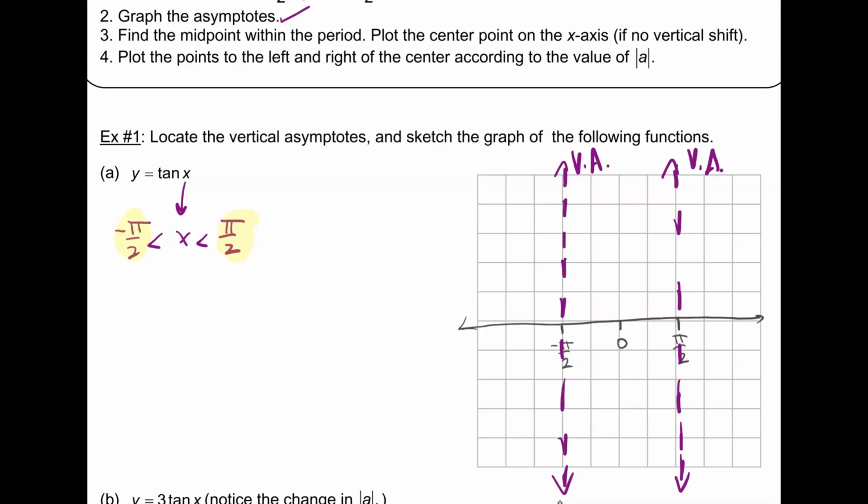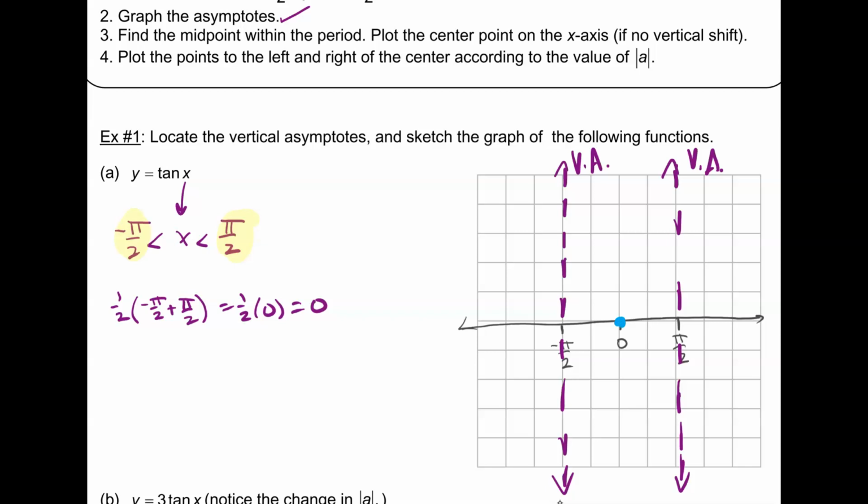Step 3, find the midpoint within the period. Sorry, I already did that. What's halfway between negative pi over 2 and pi over 2? Oh, 0. If not, don't worry, do not despair. Halfway between them, that's just half of 0, so that's 0. Check, cool. We find the midpoint, plot the center point on the x-axis if there's no vertical shift. Do we have a vertical shift? Nah, I'm not adding anything to it, so it's literally going to be at 0.